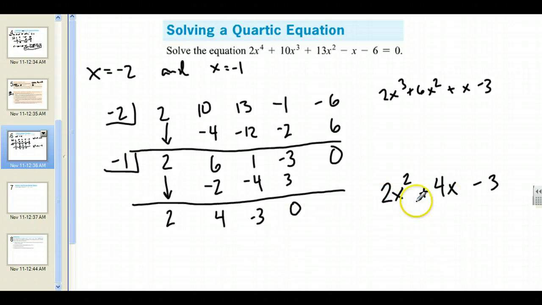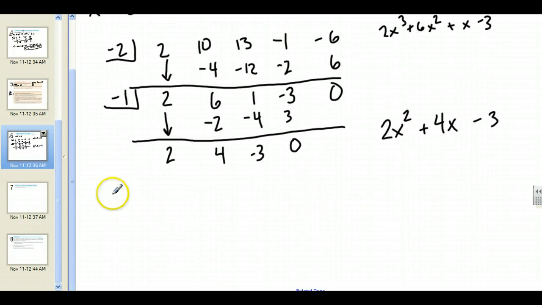Okay, now remember, if this thing doesn't factor, and this one's not going to, then you still have the quadratic formula. So if you don't remember the quadratic formula, you really need to study up on it, because that's something that you are expected to know by now.